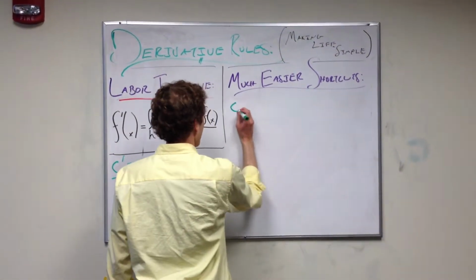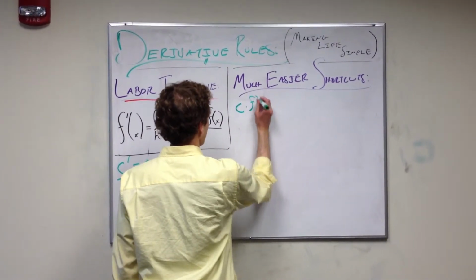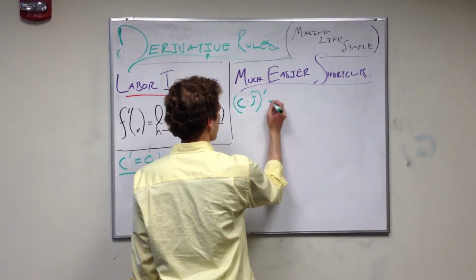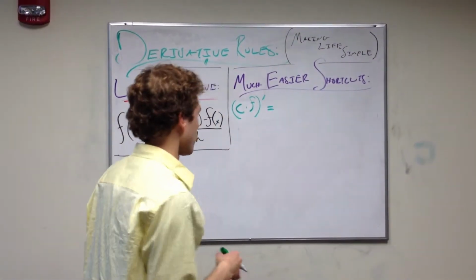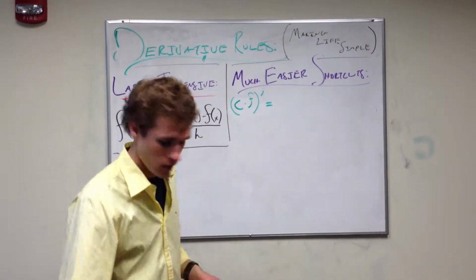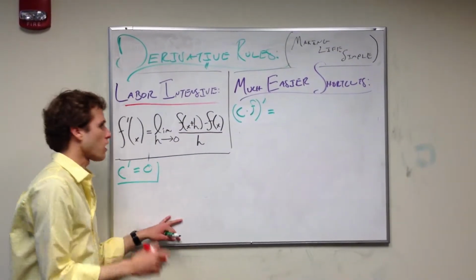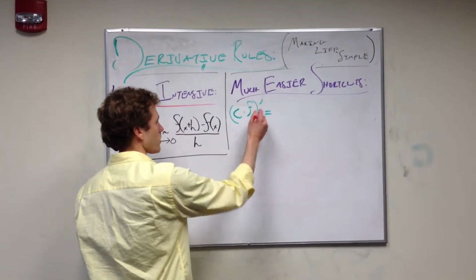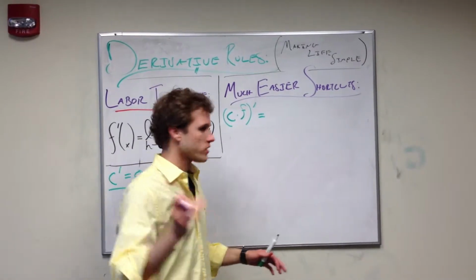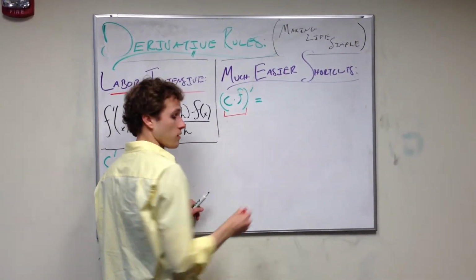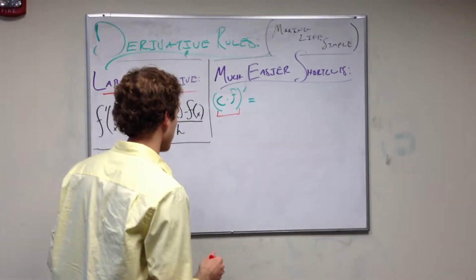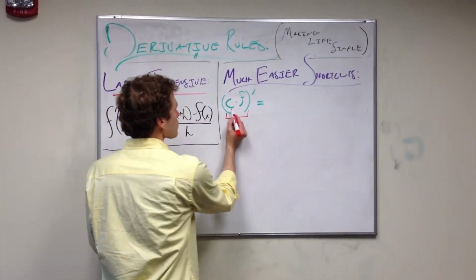If we have c times f, and we want to take the derivative of this, it might be intuitively, algebraically, a good idea at first thought to say, okay, well, we know that c prime is always equal to 0, so this is just 0 times f prime, so this is also going to be 0. Well, it doesn't work that way. The first reason it doesn't work that way is because of the product rule, which we'll talk about in a minute.